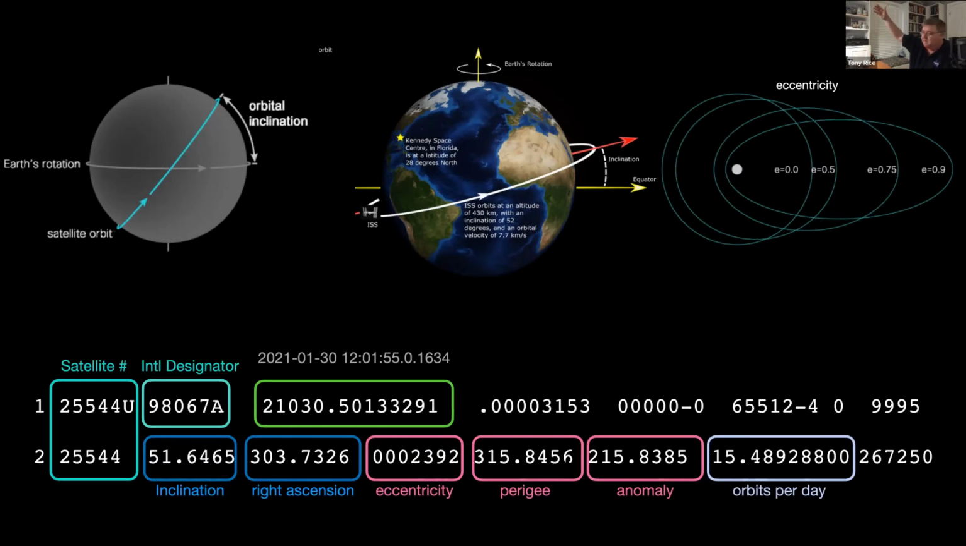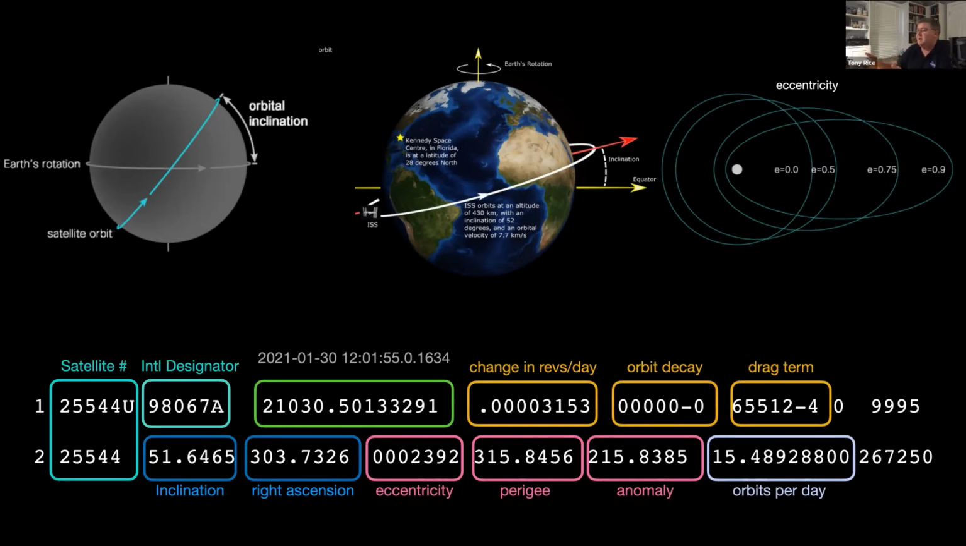Apogee would be the farthest point. Anomaly is about wobble and things like that. This whole section right here is about changes. Now, the International Space Station is up there orbiting at about 250 miles above the Earth.